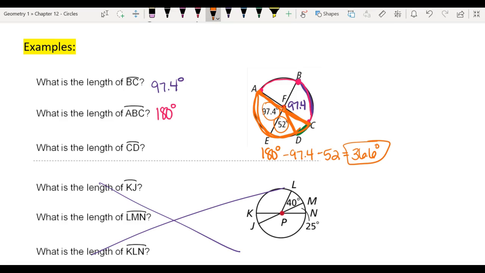But let me double check. Thirty point six, sorry. 30.6 is what's left. Okay? How do those concepts sound? They're okay? All right.